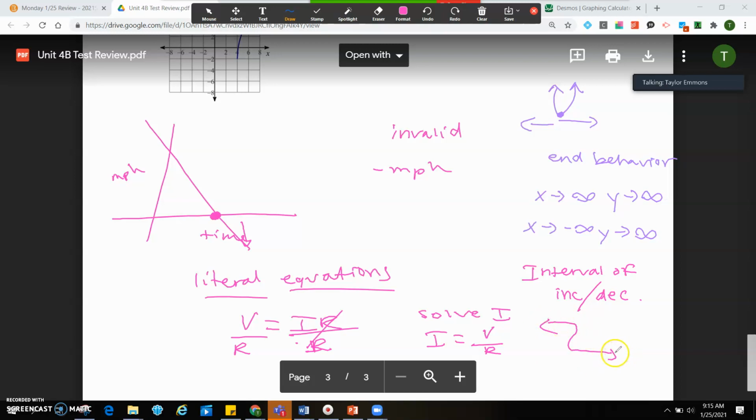It's going down. Now the question is, where is it going down? Well, the entire time it's decreasing. So my interval of decrease would be from negative infinity to positive infinity.